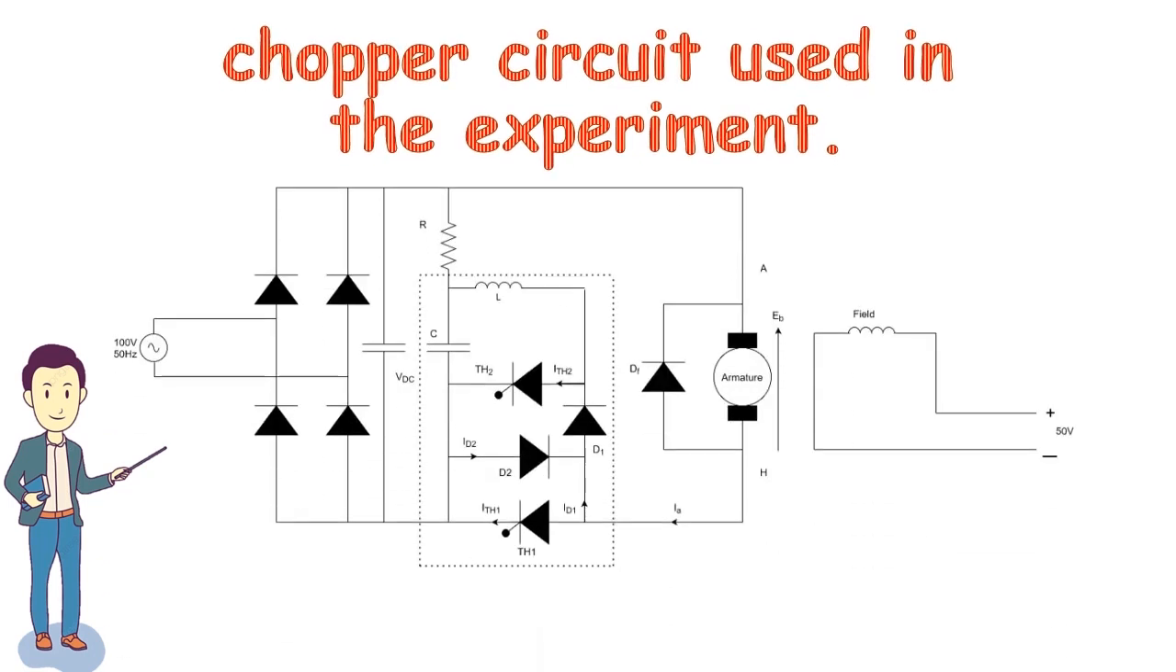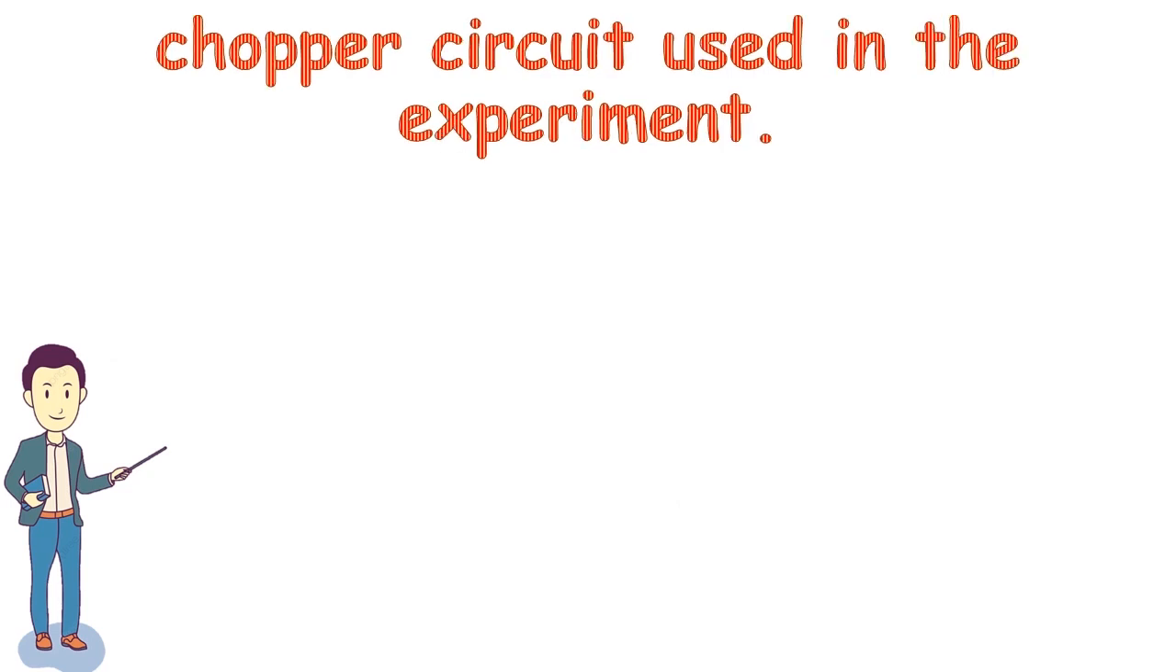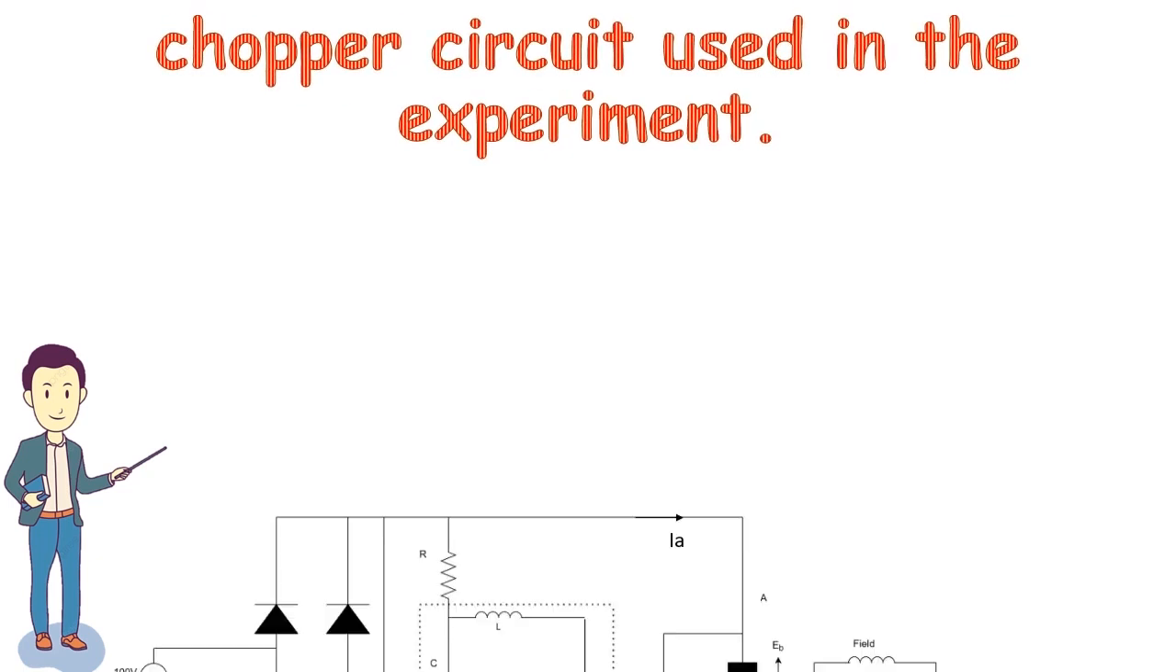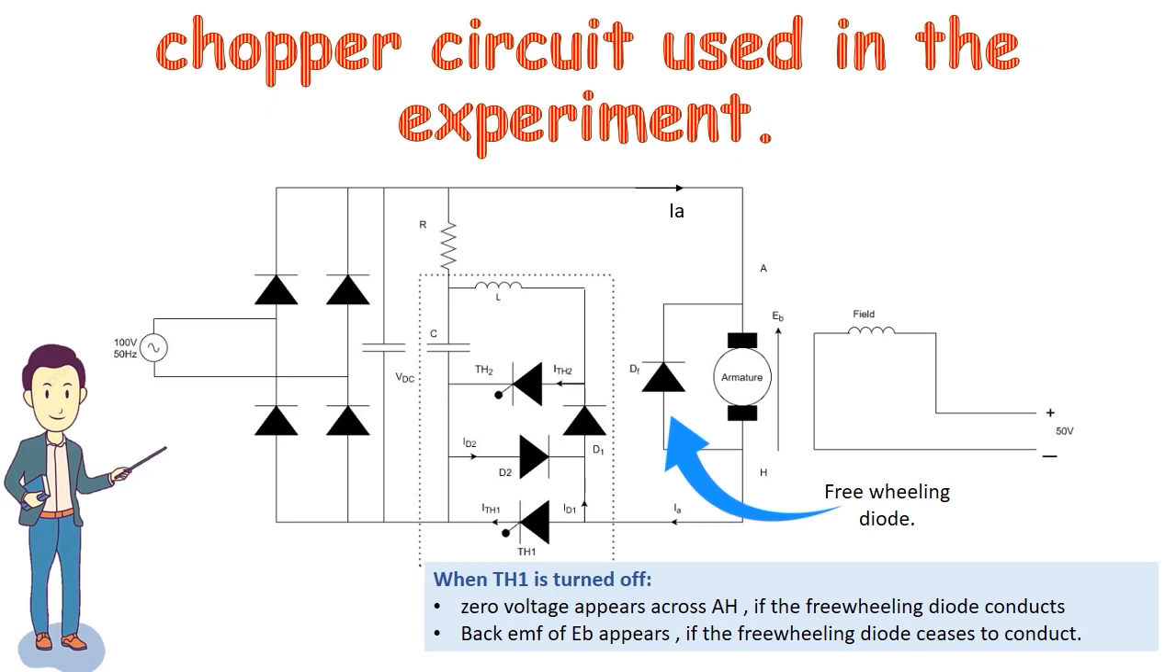When the main thyristor TH1 is turned on, voltage VDC is applied across A and H, that is, across the armature. When TH1 is turned off, if the freewheeling diode conducts, zero voltage appears across AH, and if the freewheeling diode ceases to conduct, the back EMF EB appears across AH.